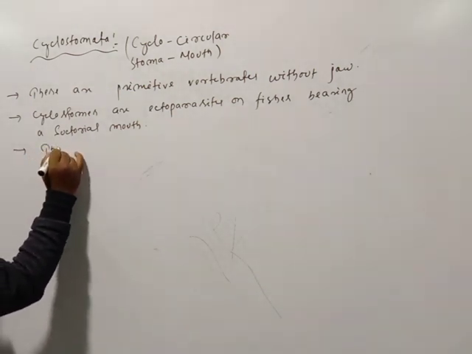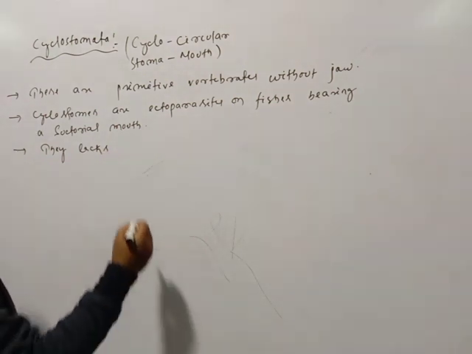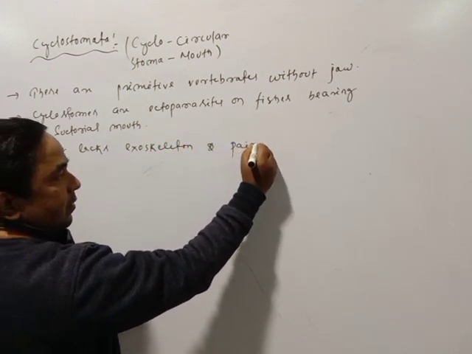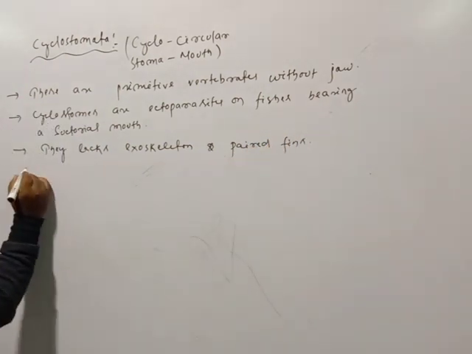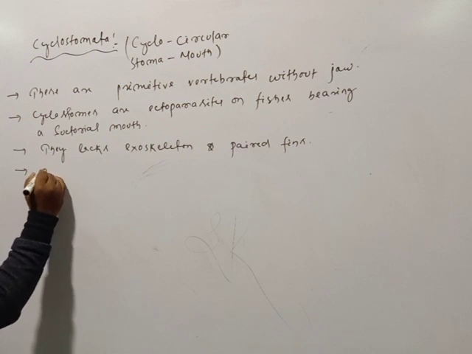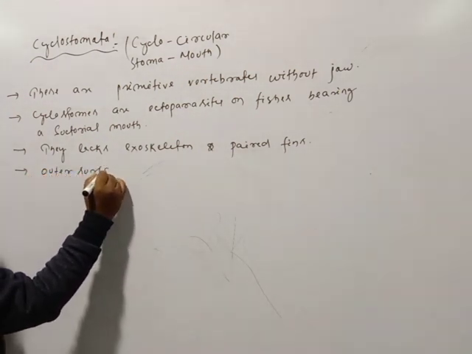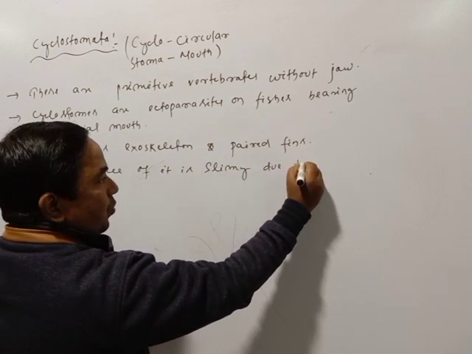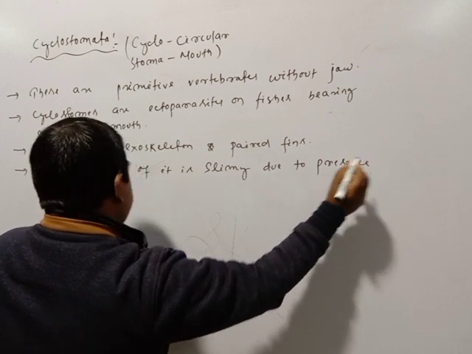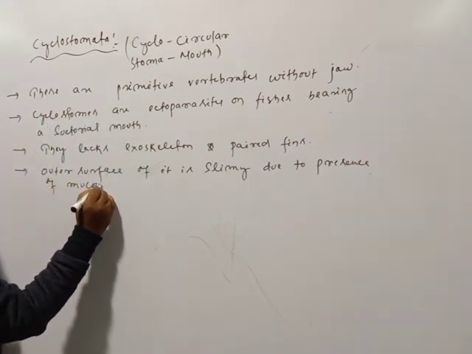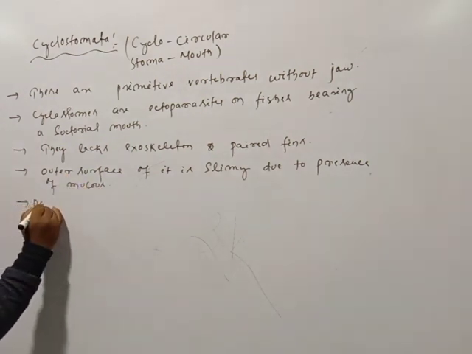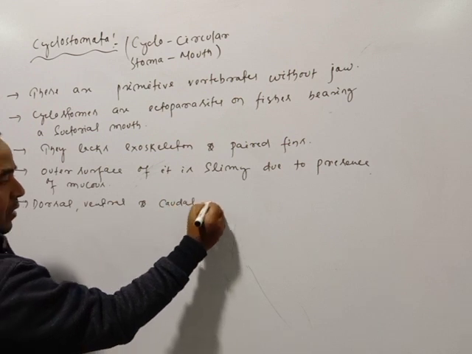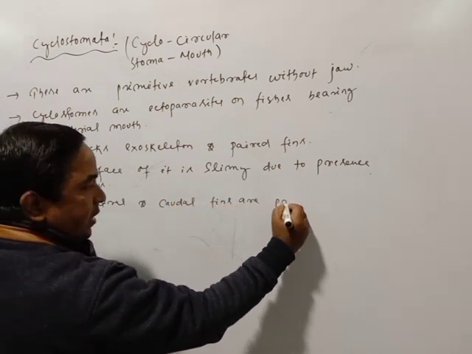They lack exoskeleton and paired fins. The outer surface of the body is slimy due to the presence of mucus. Dorsal, ventral and caudal fins are present.